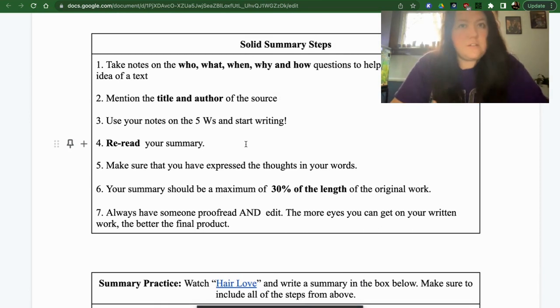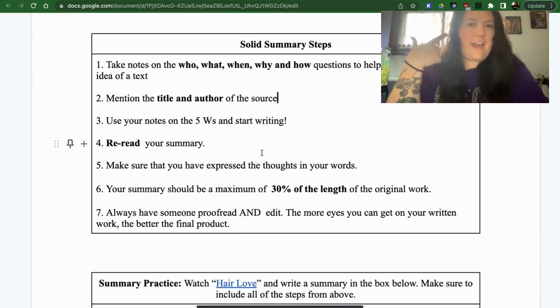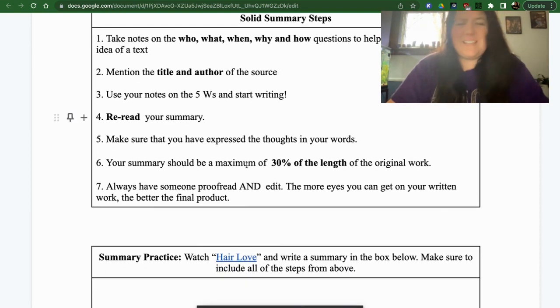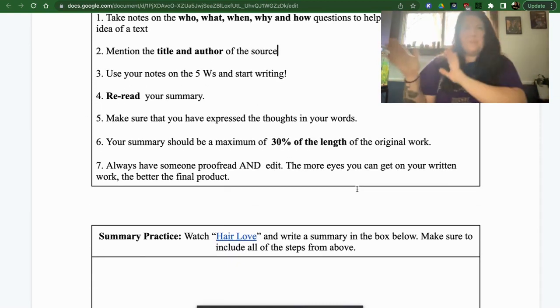I would take notes while you are watching the video to make sure you are hitting all of those so you don't have to watch it several times. And then you want to make sure you reread your summary so that it makes sense. Whenever I submit anything for an assignment, I always like to read through anything that I've written. It just helps make sure that everything sounds correctly. Sometimes your ear can catch things that you can't catch just from looking at your document. So I would reread your summary, make sure you've expressed thoughts in your words and you are not copying anything from the actual source.